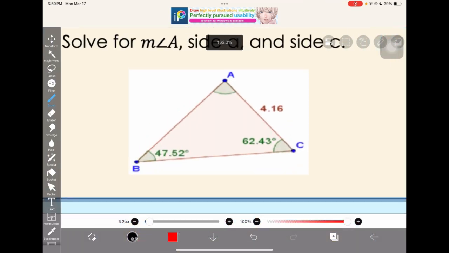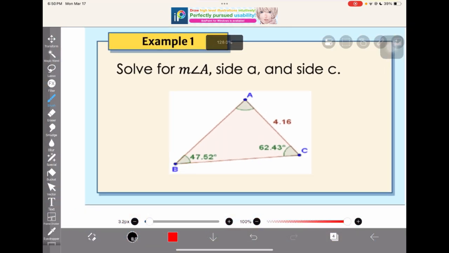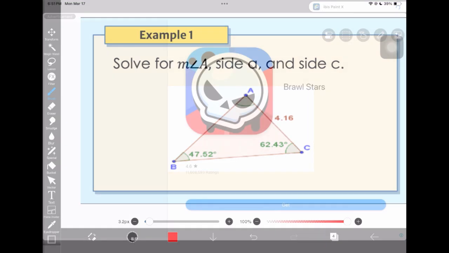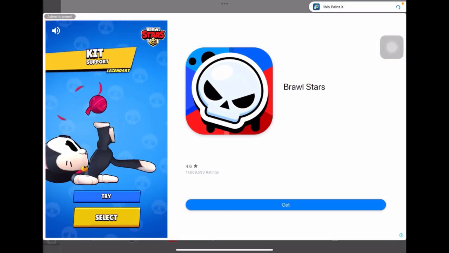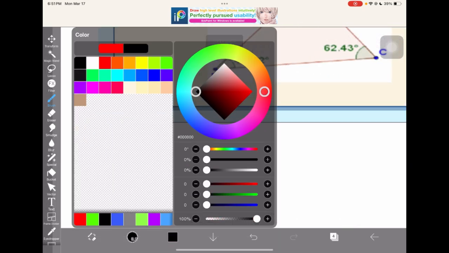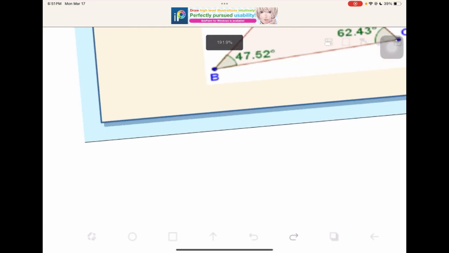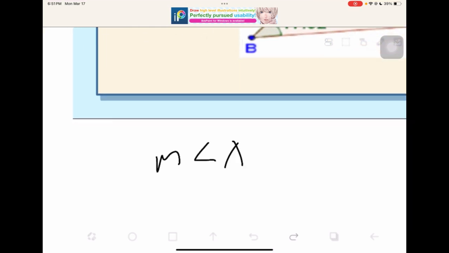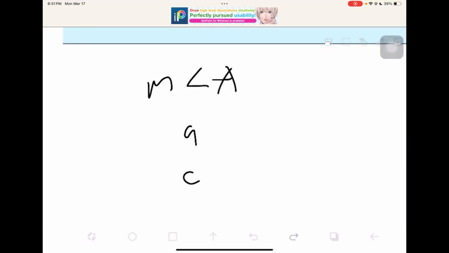Okay, so let's start. Example 1. Solve for the measure of angle A, and side C. So let me get my calculator real quick and show you guys. Alright, so I'm back. Sorry for the wait, but I've got my calculator now. So we're looking for the measure of angle A, side A and C.